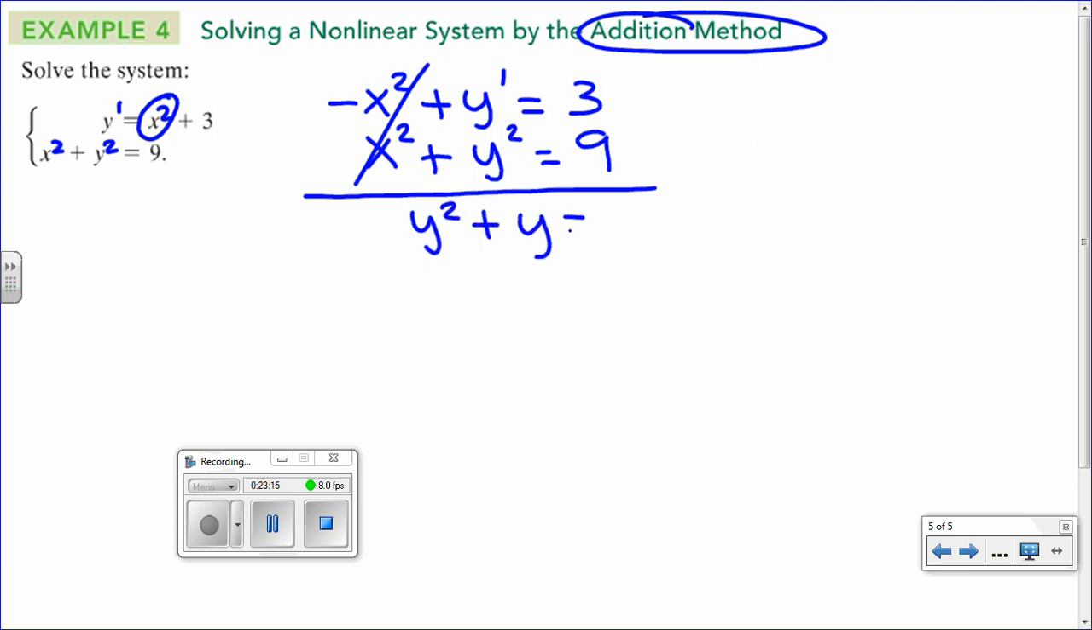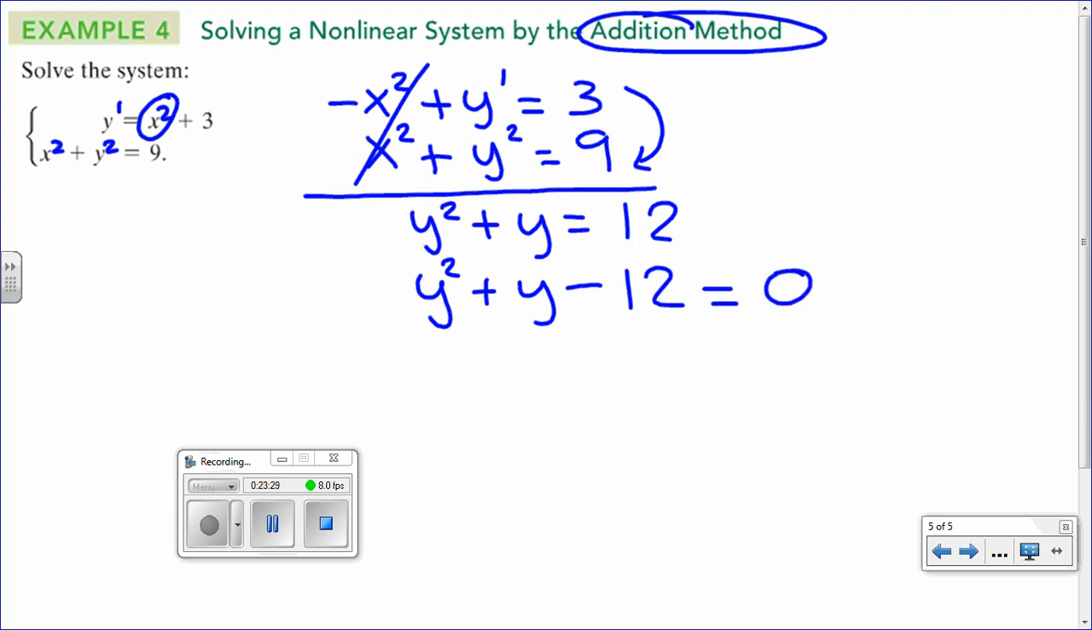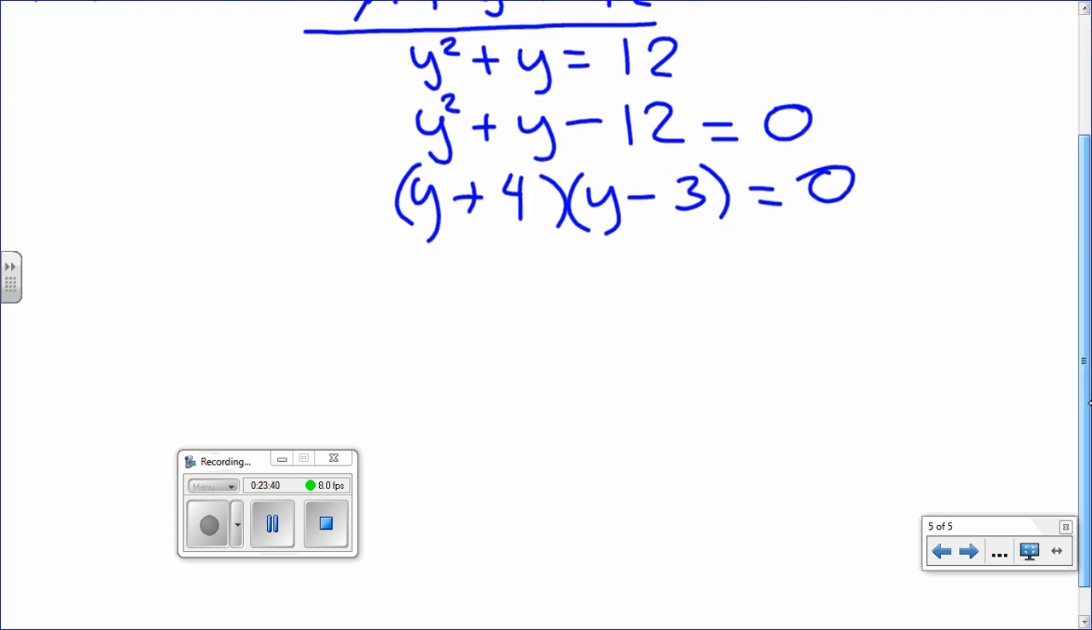So now we end up with a quadratic, right? So we set it equal to 0. In this case, we'll move the positive 12 to the left. So (y plus 4)(y minus 3). So from here, quickly, we know that y will be negative 4 or y will be positive 3.